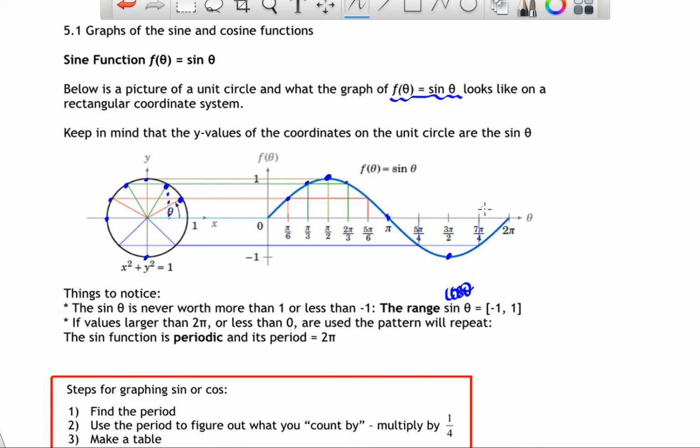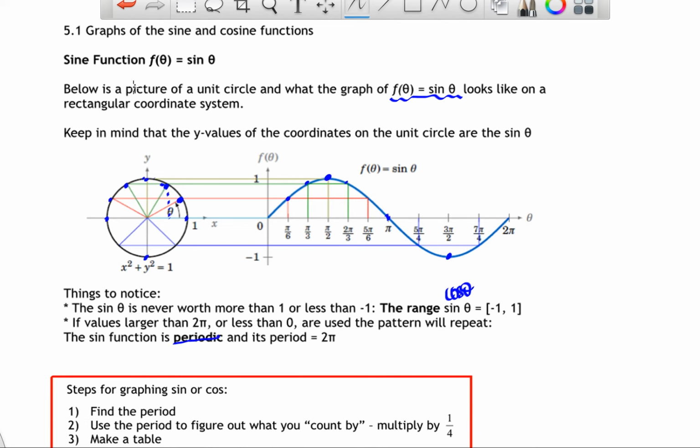If you pick values larger than 2 pi, then you will just keep repeating this pattern. So this is a pattern here. And the reason for that is because after 2 pi, you are exactly one rotation, and then after that, you come back to these same values. That means that the sine function is periodic.